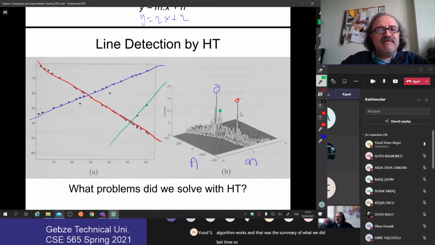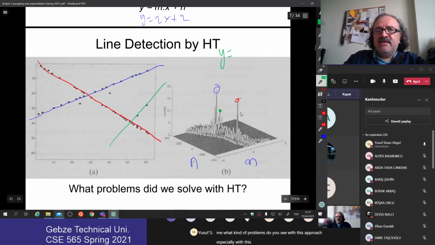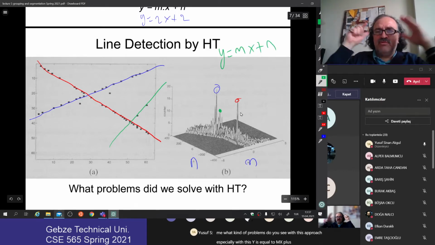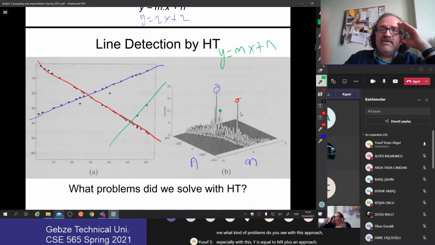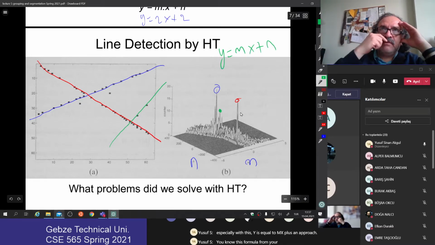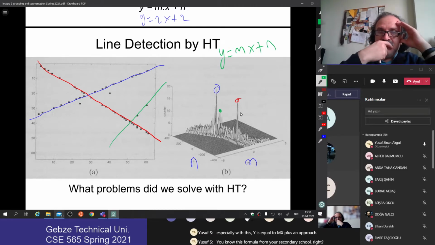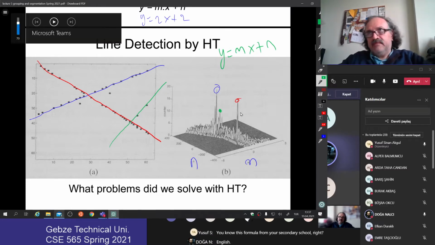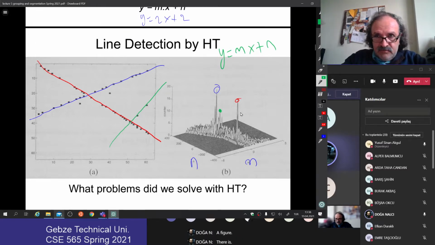We said that we don't like this solution much. The idea is nice, but the solution is not robust to some situations. Some problems exist. Can you tell me what kind of problems you see with this approach, especially with this y is equal to mx plus n approach? You know this formula from your secondary school, right? In this figure, there are three lines, and the fourth one, the green one.